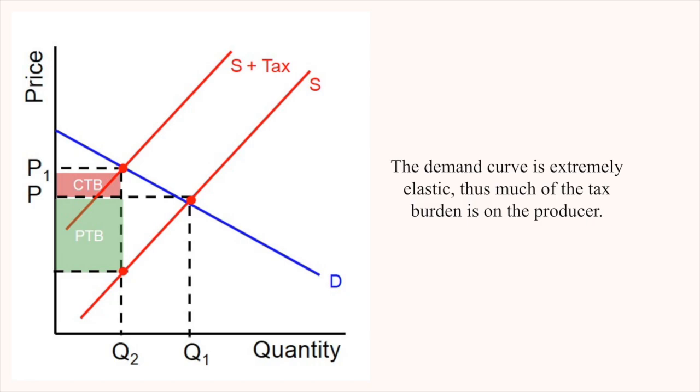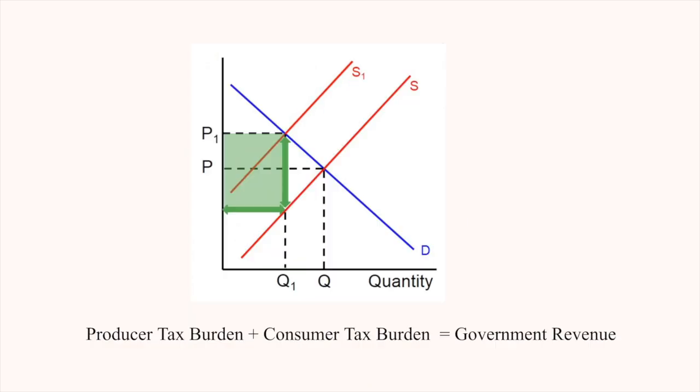Now you may also be asked to illustrate the government revenue box when drawing a diagram, and it's really simple. It is just the box of the producer tax burden plus the consumer tax burden, which in total is the government revenue. So here it is this box plus this box, which in total gives us the government revenue.